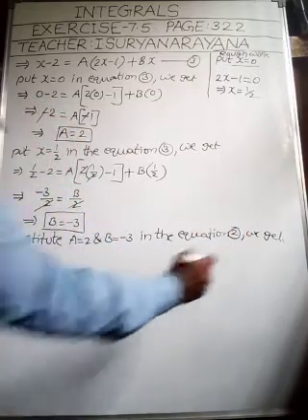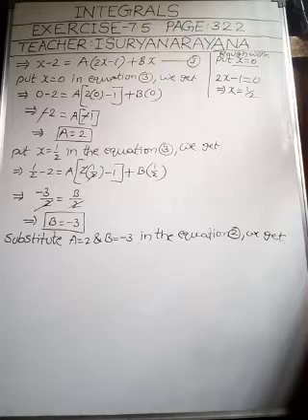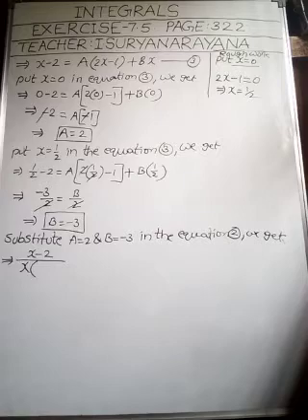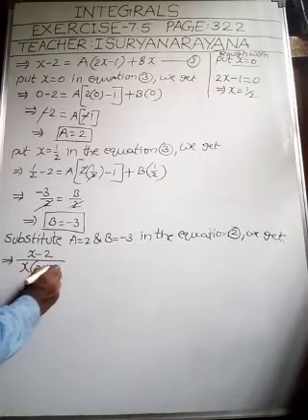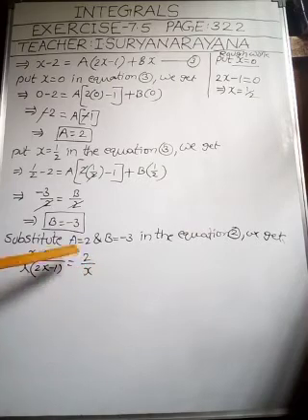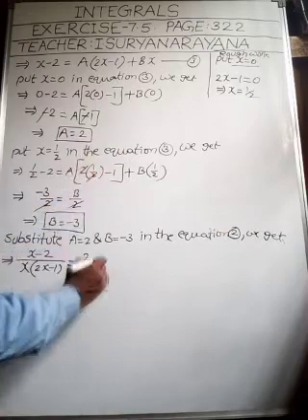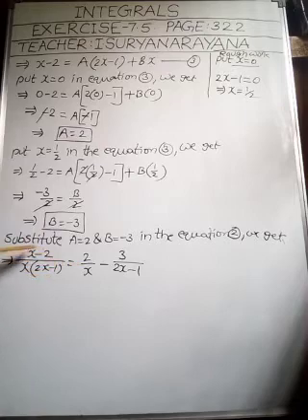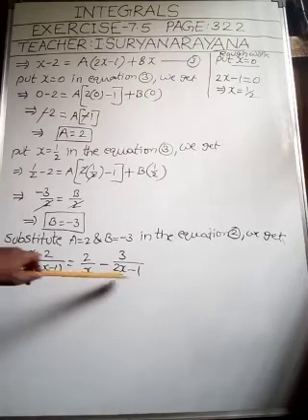The equation 2 we get, what is the equation 2? x minus 2 by x into 2x minus 1 is equal to 2 by x. A value is 2. So 2 by x plus b by means minus 3 by 2x minus 1. We got this one. So we have decomposed this proper rational function into partial fractions.